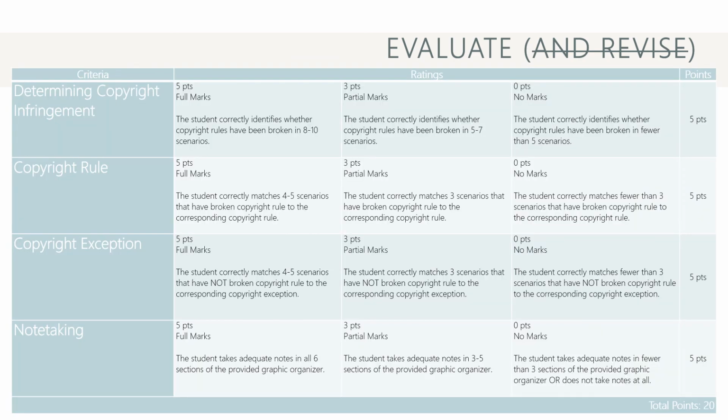Here's the rubric that I would use to evaluate student mastery on that matching activity. On this rubric, I highlight 4 specific criteria that I thought were critical for students to demonstrate their understanding of copyright. In step 1 of the matching activity, students were demonstrating whether or not they could determine copyright infringement. In step 2 of the matching activity, students were to demonstrate their understanding of specific copyright rules and specific copyright exceptions. And finally, throughout the lecture, students were to demonstrate that they could take adequate notes in order to organize and synthesize the information that I was giving them.